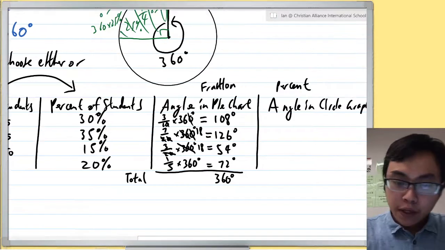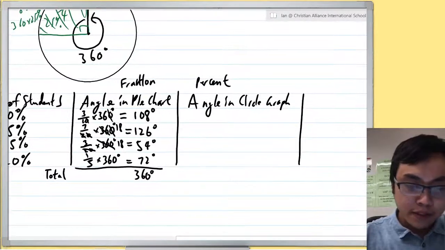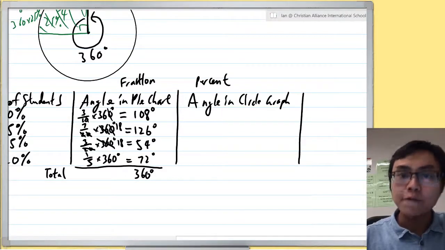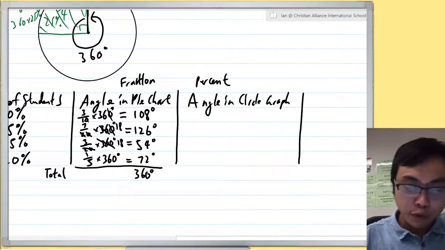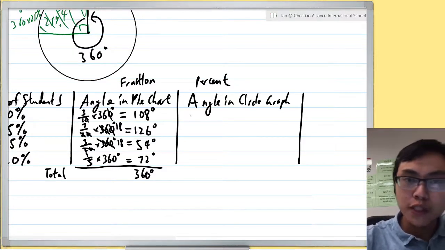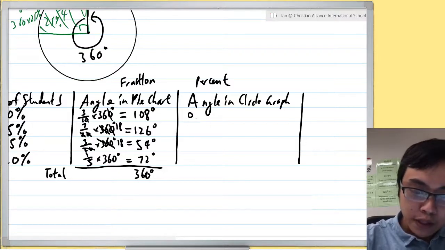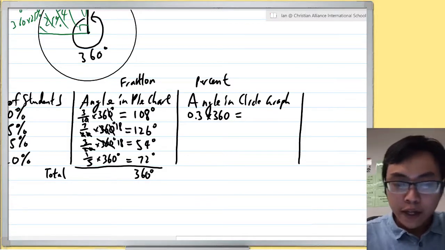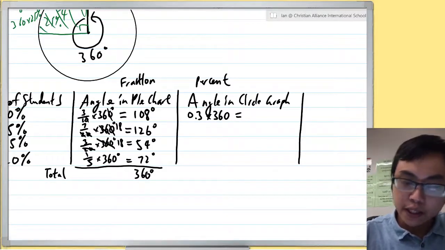Now, over here, we have percent. We're going to use the percent and multiply by 360 to find the angle that we are required. So first of all, in terms of percent, that's 30%, the first one. So 30% is the same as 0.3 as a decimal. That's 0.3 times 360. You might like doing this in decimal, that's fine. And so 0.3 times 360 is the same as 108 degrees.